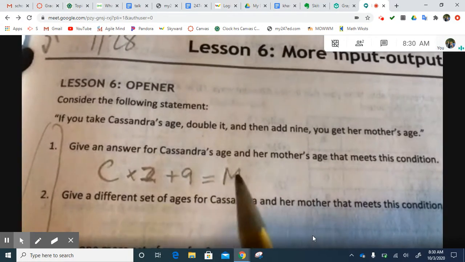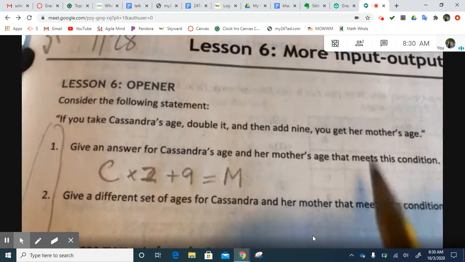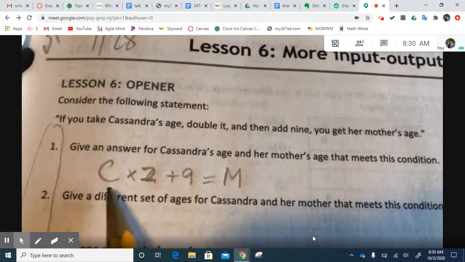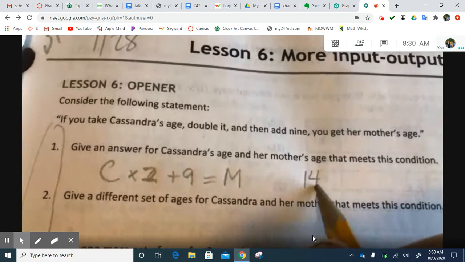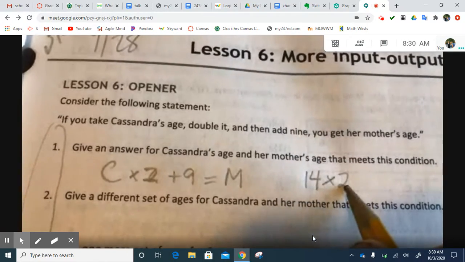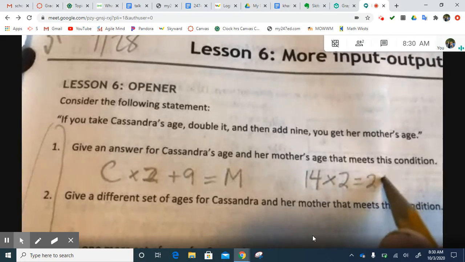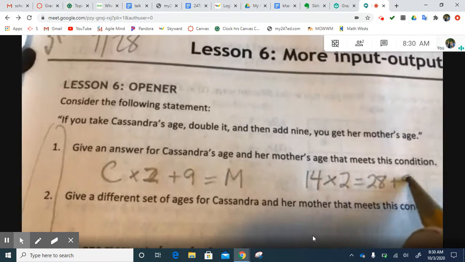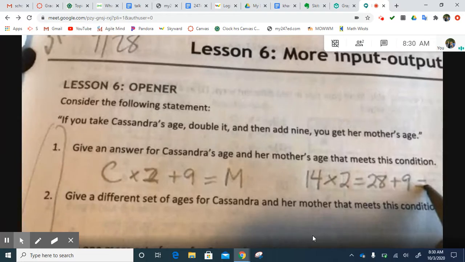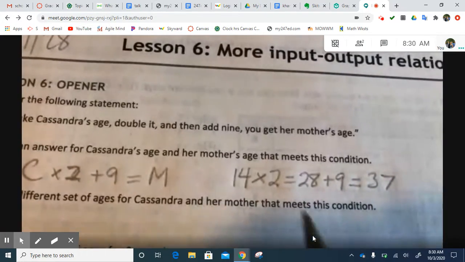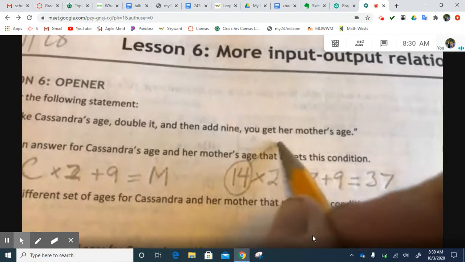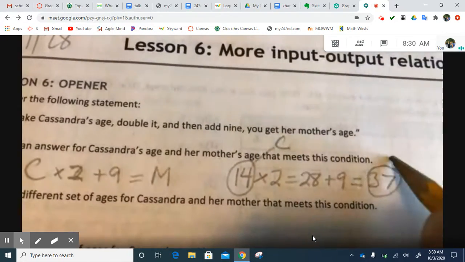So give an answer for Cassandra's age that meets this condition. All right. What are you guys, like 13, 14 years old? So why don't we say Cassandra's 14? So if Cassandra is 14, we're going to times it by 2, which is 28, and then add 9, which is 37. So here we would have Cassandra's age, and here we would have mom's age.